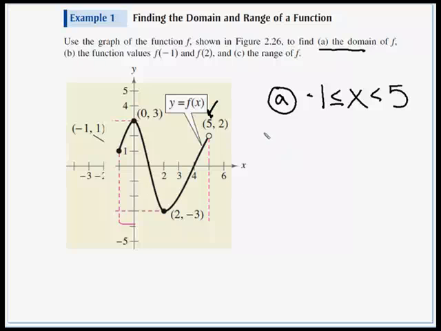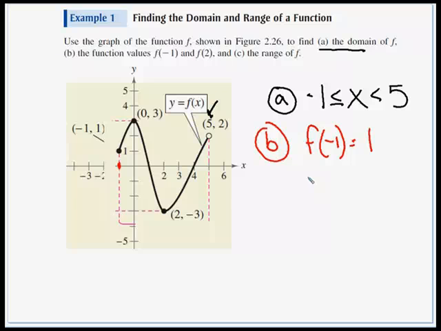Letter B, some function values. It says f of -1. So we're looking at an x value of -1 and seeing where the function is defined, if it is. So here at x is -1, we can look down and the function's not there. But when we look up, we see the function is there and we hit that colored in dot. So f of -1 is equal to 1. And then that's this ordered pair, -1 comma 1.